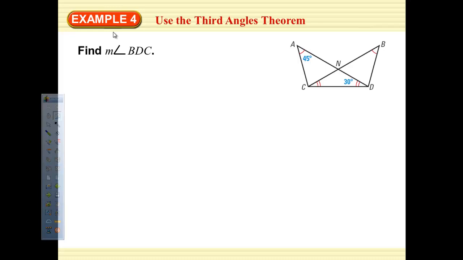Okay, now we're going to look at something called the third angles theorem, and basically it tells us if two sets of angles on one triangle are congruent to two sets of angles on the second triangle, then the third angles also have to be congruent. And we're going to use that here.